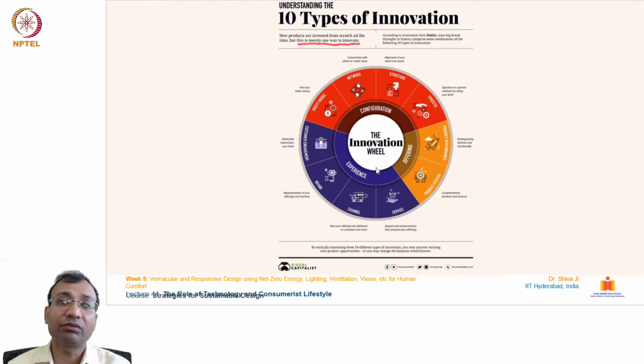For example, if we are going to a retail store, what kind of experience can be given to the visitor, to the shopper, to enhance the experience and meet the expectations in very novel and interesting ways? So innovation is there everywhere.